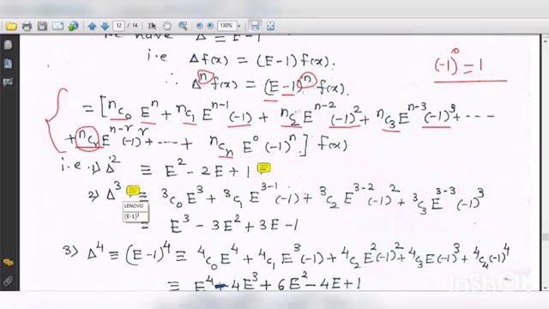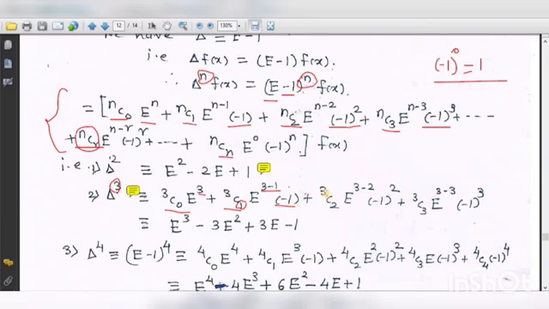According to the binomial expansion, what is the value of n? n equals 3. So the first term is 3C0 into E raised to n, so the power of E is 3. The next term will be 3C1, and the power of E will be 3 minus 1, and minus 1 raised to 1, because the power of minus 1 here is 1.